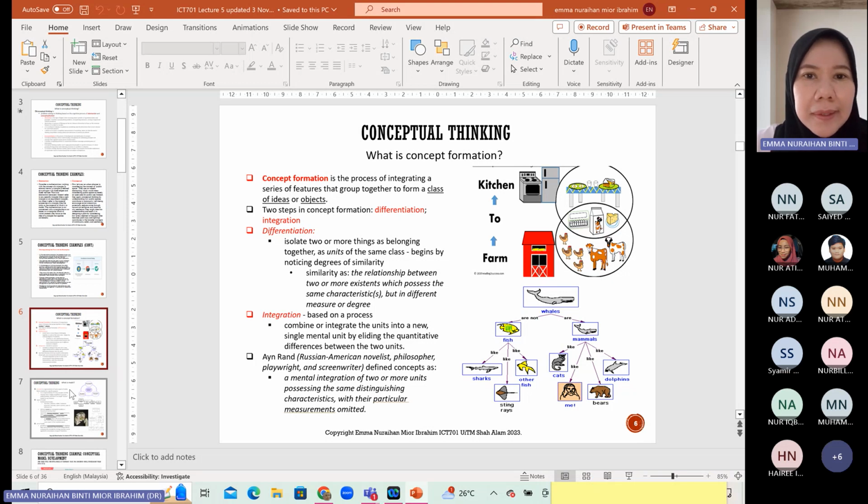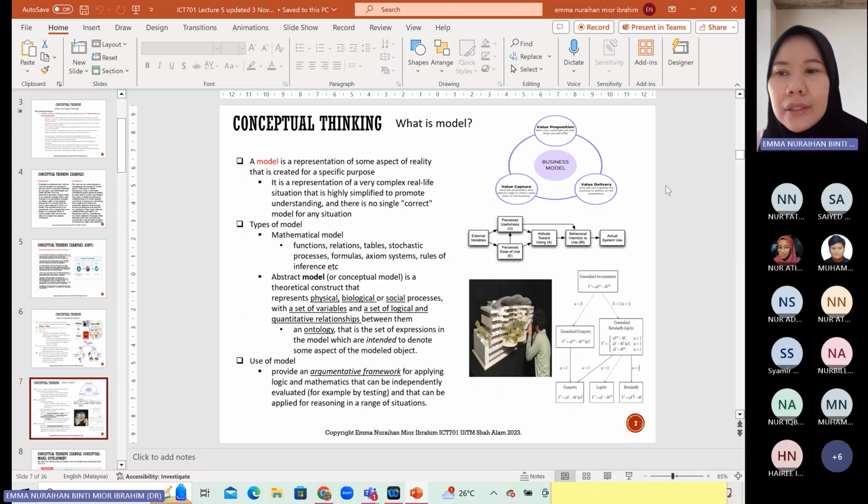Alright, so another one, model. This is a very popular word when you go to CSP 750. What is the theoretical model? What is your conceptual model? Where is your framework? Okay, so a model is a representation of some aspect of reality.